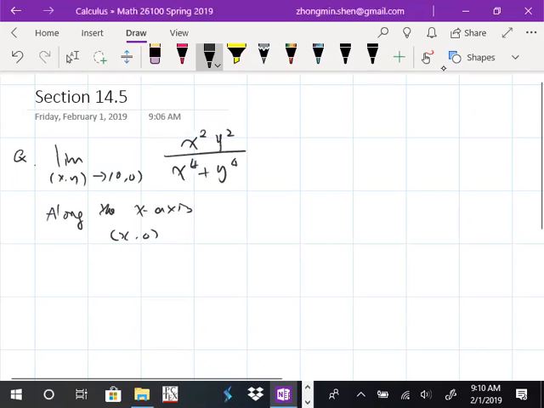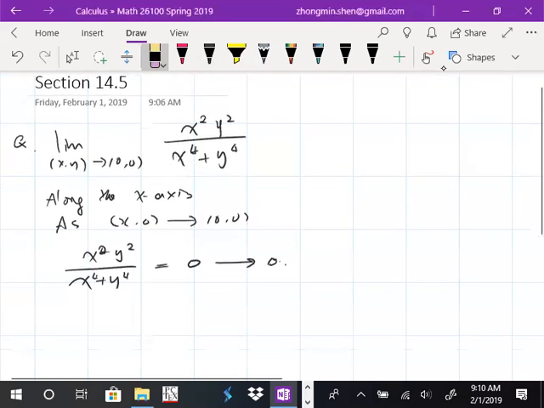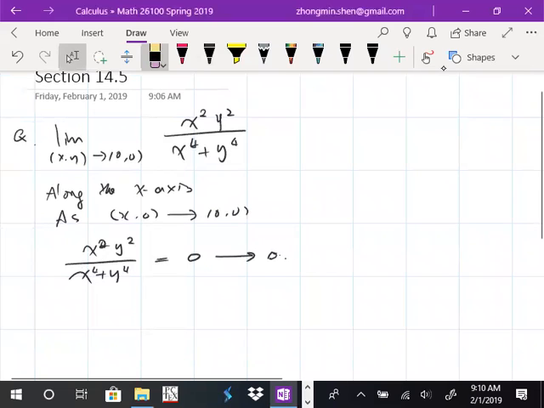Along the x-axis, this is the point, right? Approach 0 and 0. Then this function is always going to be 0 because the y value is 0. It approaches 0, okay? Then along the y-axis, you still get the same result.